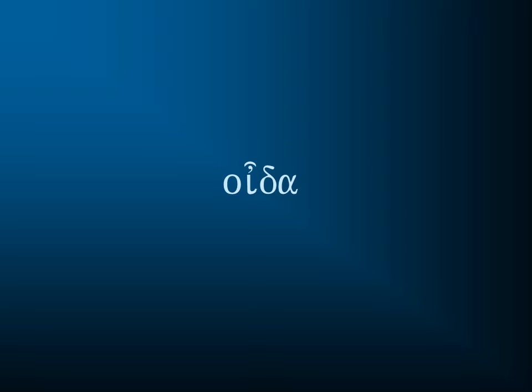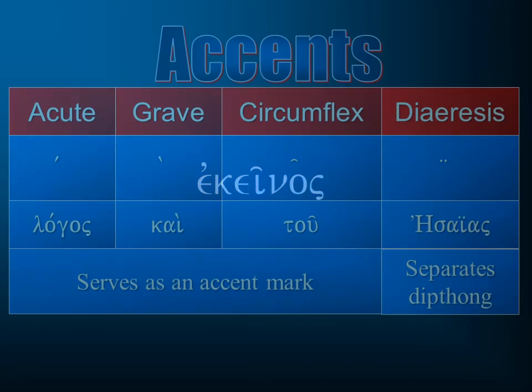Oida. You see that? You see it and you know it. Oida. That's a diphthong. And akanos. The epsilon and the iota.